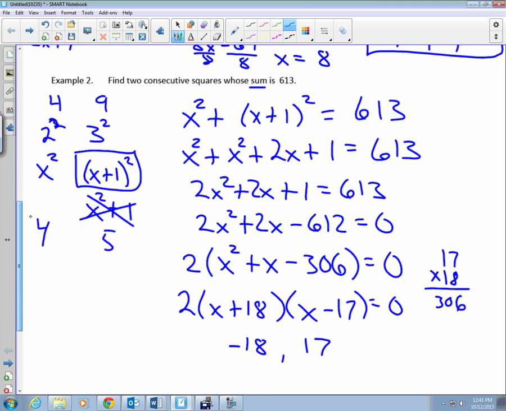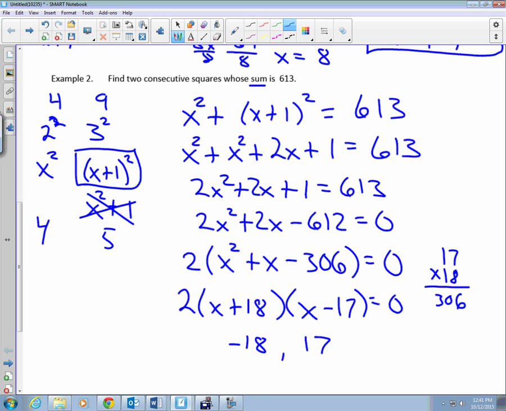Plug in negative 18. What's negative 18 squared? 324. What's negative 18 plus 1? Negative 17. And negative 17 squared is 289. 324 and 289, they do make 613. So did the negative 18 work? Yes, and it produced two squares, 289 and 324.